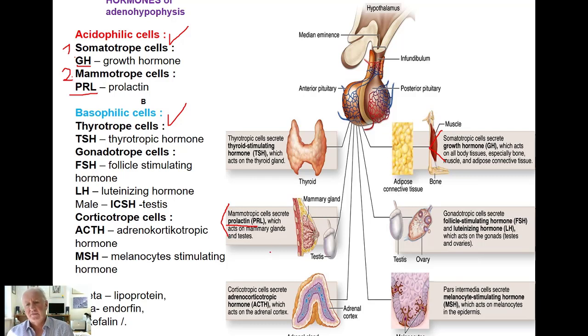So, of course, influence you see on what? Now the basophilic cells, the second group, basophilic cells. So, TSH, thyrotropic hormone, basophilic, this one, having influence, of course, on the thyroid gland. Yes, thyroid stimulating hormone, thyrotropic hormone. Now the second group, gonadotropic cells. Gonadotropic cells, FSH, follicle stimulating hormone, basophilic, yes. FSH, yes, stimulating the growth of the follicles in the ovary, as you see on this picture.